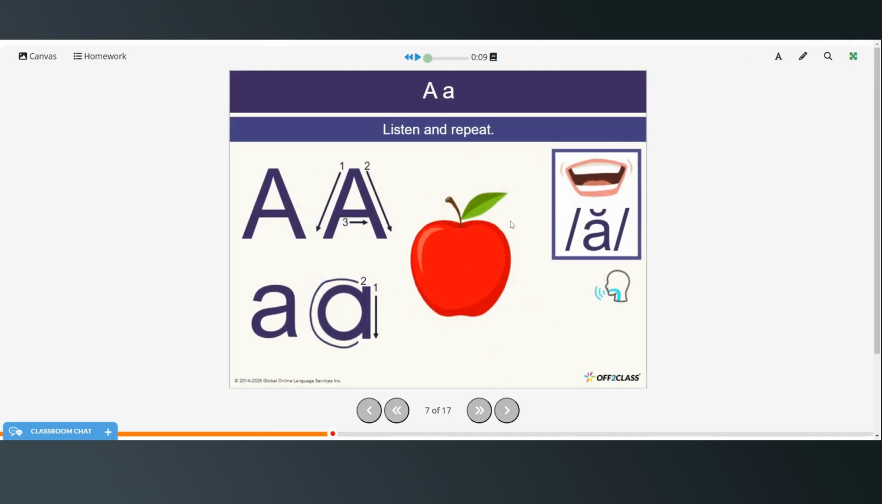All right, now we're going to learn the A sound. And again, if you're not familiar with writing the letters, here is the instructions on how to form both the capital and the lowercase letter. Again, as you say this, pay attention to the mouth position and repeat out loud. Ah, ah, ah. Apple.